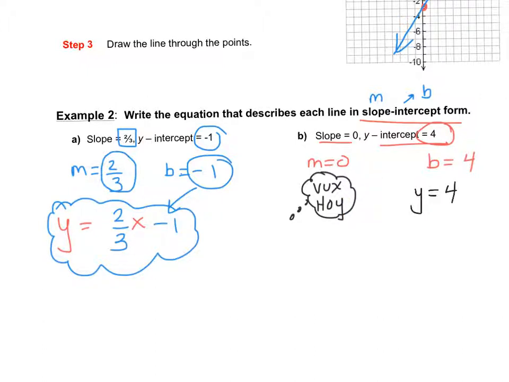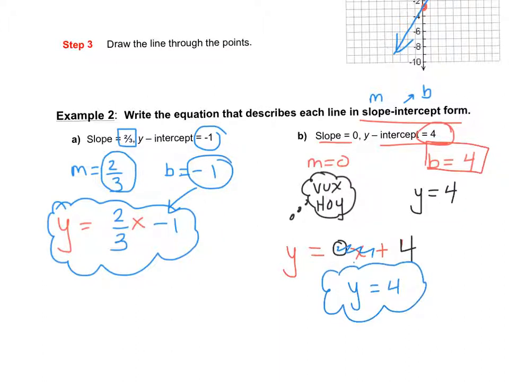But if that's a little too complex, it's okay. You can still do y equals m of 0, x, and the b is 4, so plus 4, which is what the b is equal to. And then if you recognize 0 times x is just 0, so y equals 4. So you end up with the same equation. So probably putting it in slope-intercept form and then simplifying it is going to make it a little bit less complicated for you.